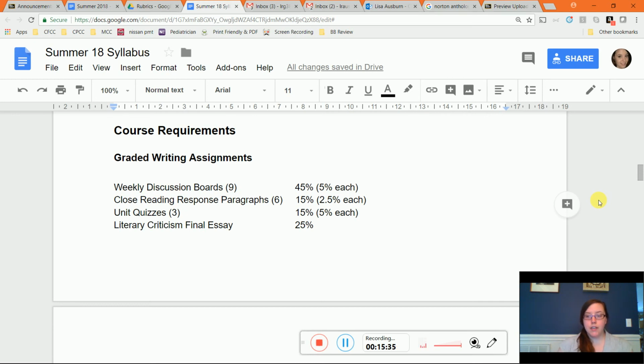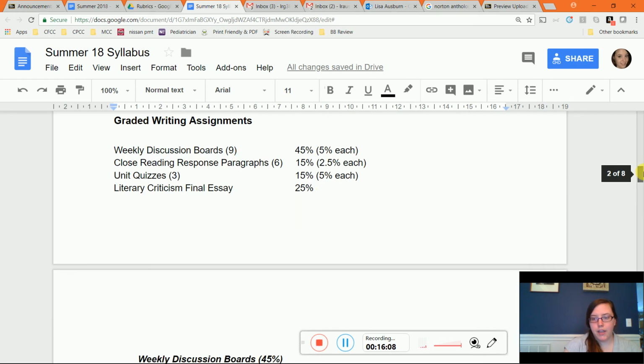You'll have 3 unit quizzes, so that's the stuff and the chapters that I need you to read in order for you to understand the text better and the context surrounding the texts. So you will have 3 quizzes, 50 points each, 5%. And then you'll have your final essay, which is 25% of your grade. The discussion boards, the reading response paragraphs, and the unit quizzes are all working to prepare you for that final essay, which I'll probably introduce in week 7 or 8.